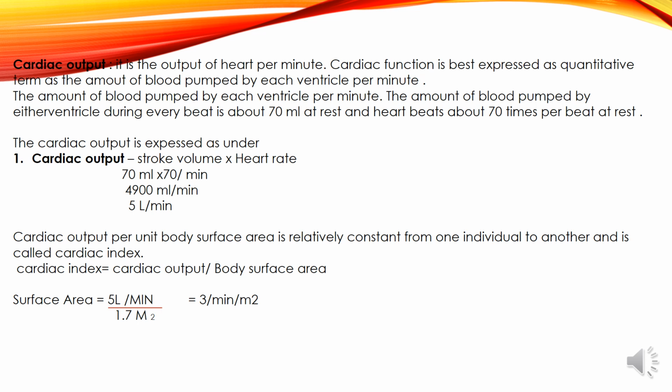Cardiac output per unit body surface area is relatively constant from one individual to another, and it is called cardiac index. Cardiac index is cardiac output upon body surface area. How will you take out the surface area now? 5 liters per minute upon 1.7 meter square is equal to 3 liters per minute per meter square.